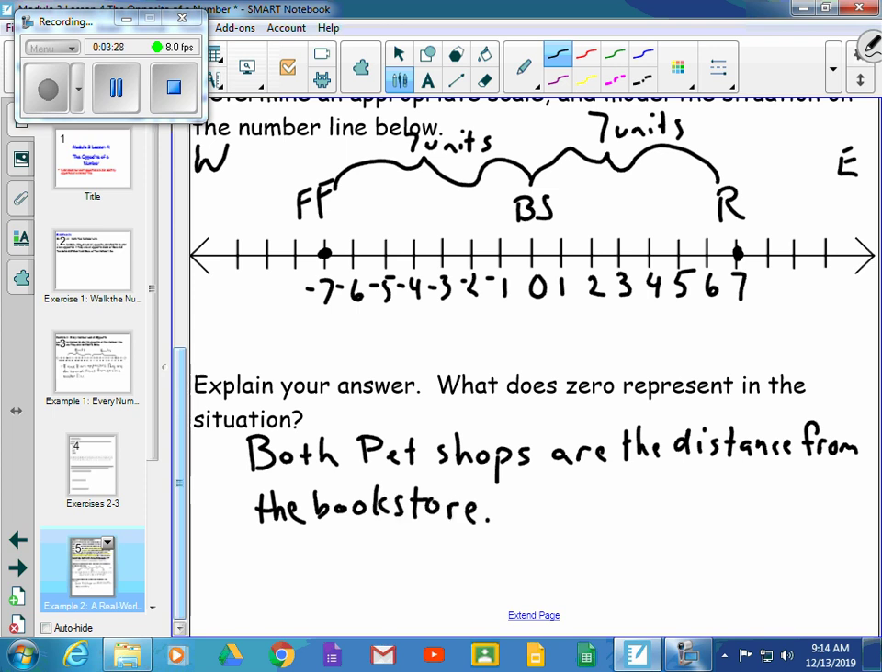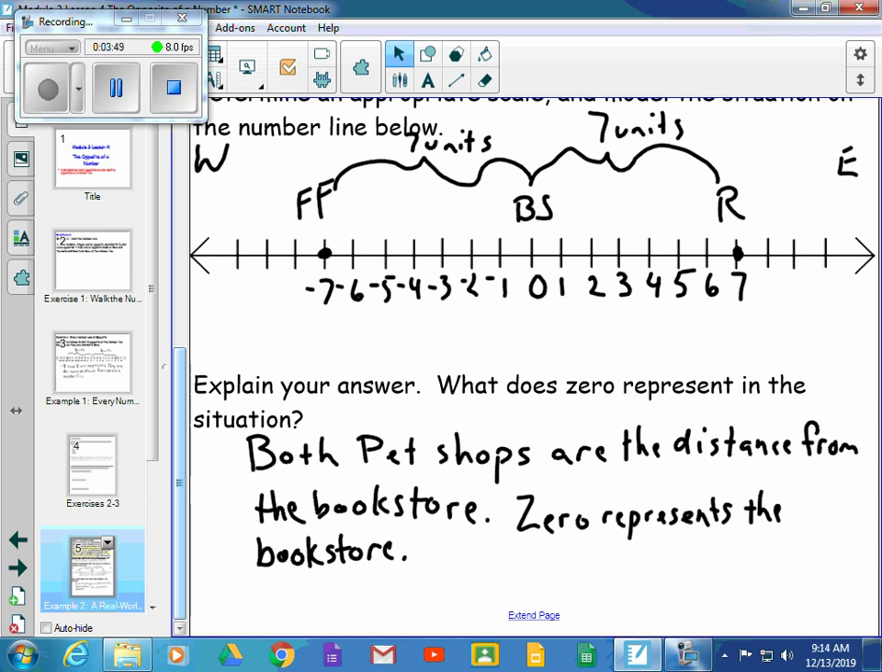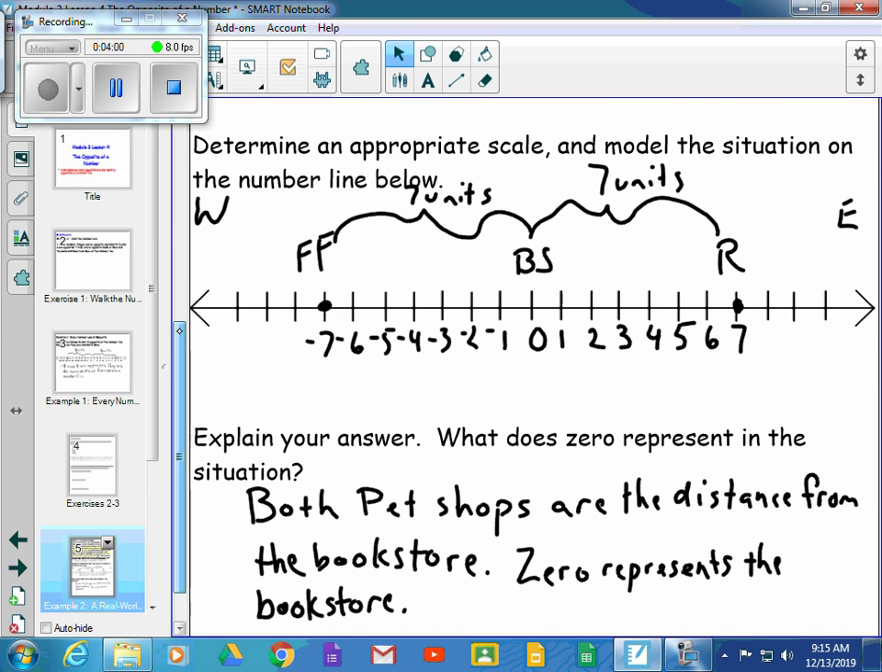Now, if we answer this question that's right above this, what does 0 represent? 0 represents the location of the bookstore. We represent it as 0 on our number line because it is used in reference from the questions. Also, it's where she is going, or in the question it asks, where is it from the bookstore.